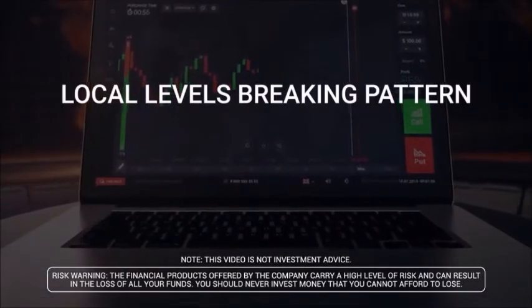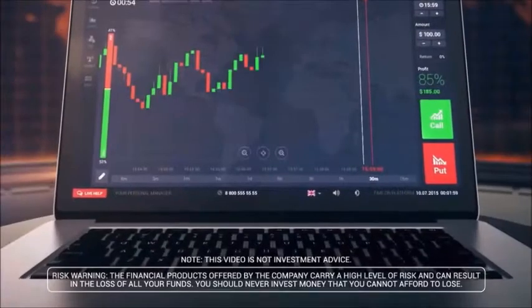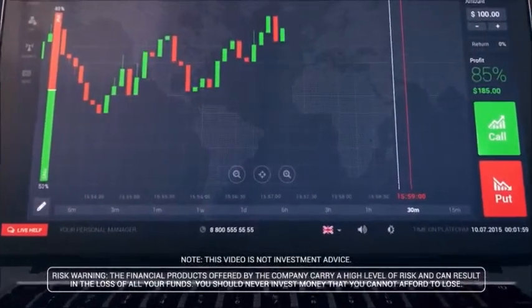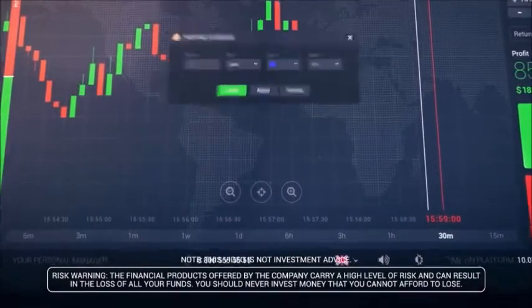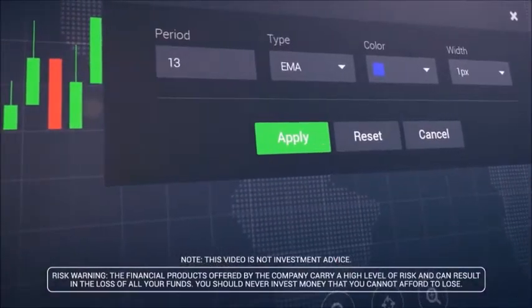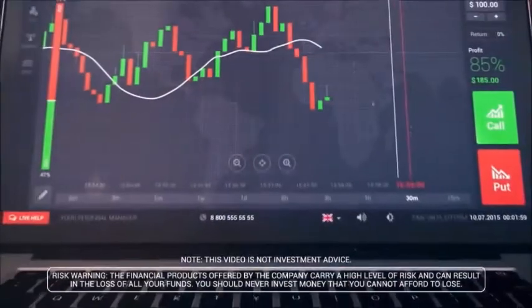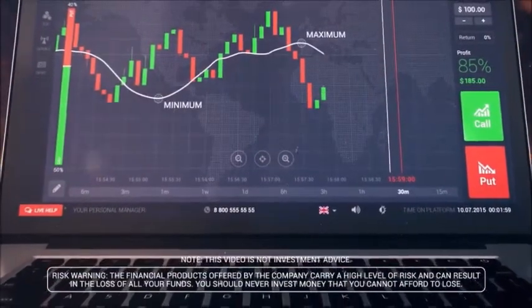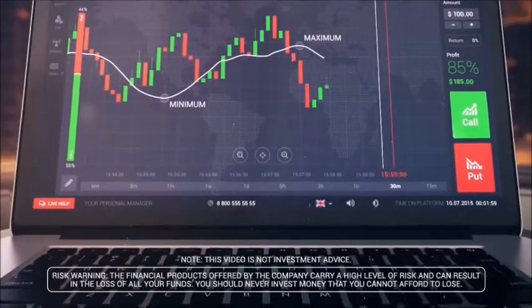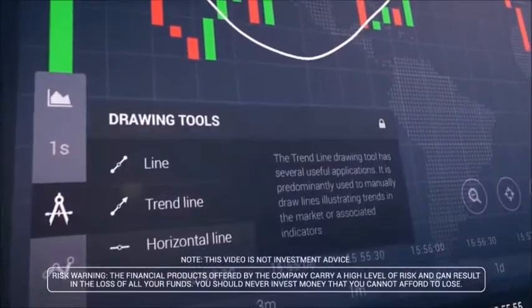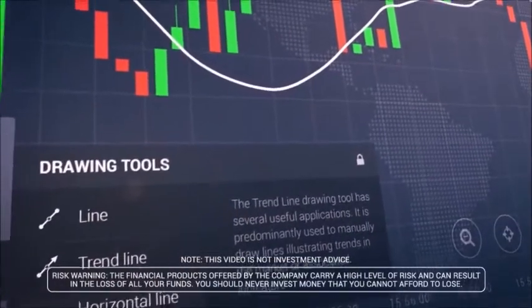Local levels breaking pattern. This graphical pattern includes exponential moving averages with a period of 13. It can be selected with the help of technical analysis instruments. Determining the maximum and minimum of the moving average will help determine the points of market access. With the help of graphical analysis instruments, you will create maximum and minimum horizontal lines for this indicator.